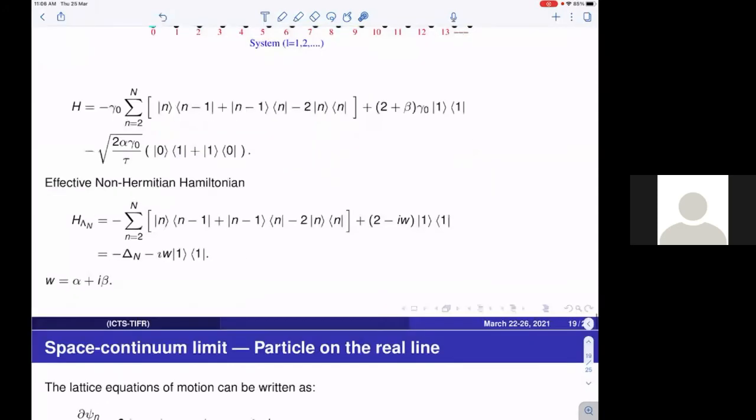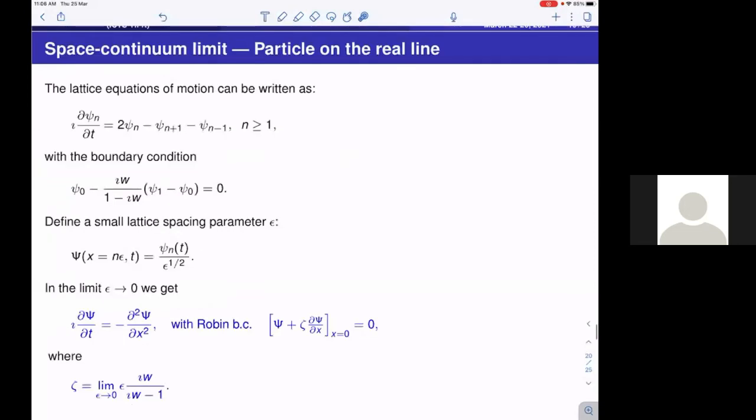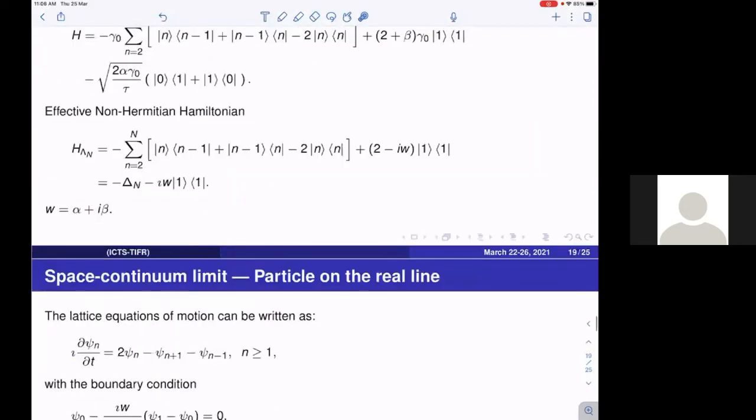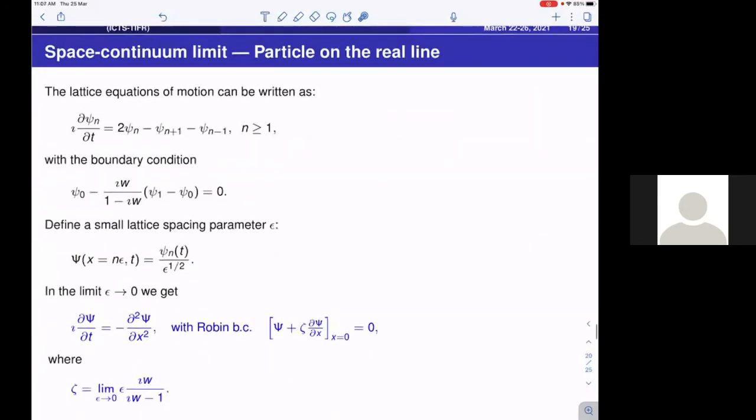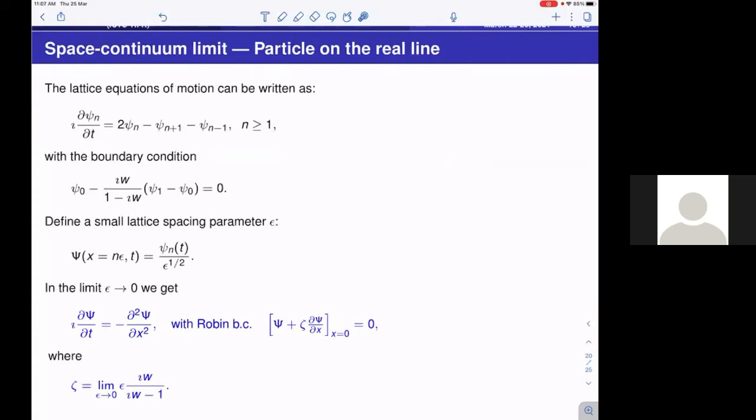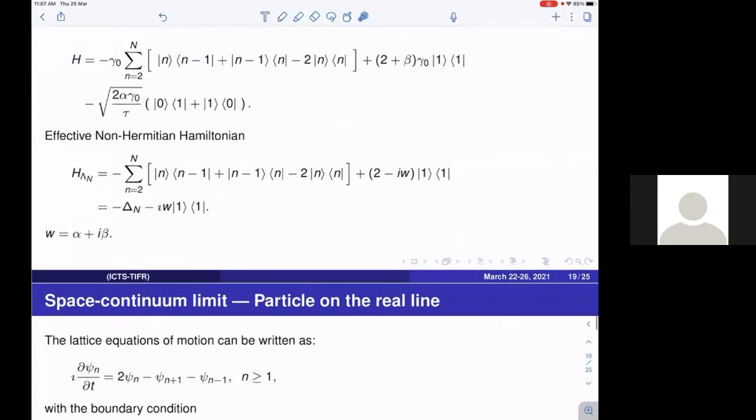Okay, so this is the dynamics, and then the other thing that one can do once you have this is take the continuum limit. The idea is that the discrete lattice equations can be written in the following way. For sites n greater than or equal to 1, these are the equations. And then the additional term that I had out here, I can actually put as a boundary condition.